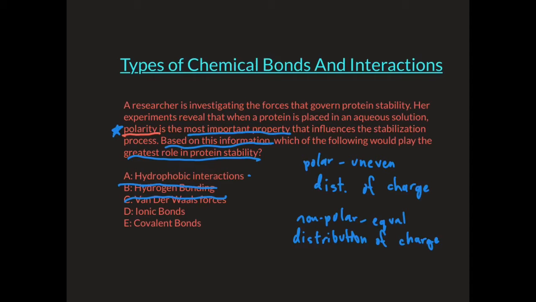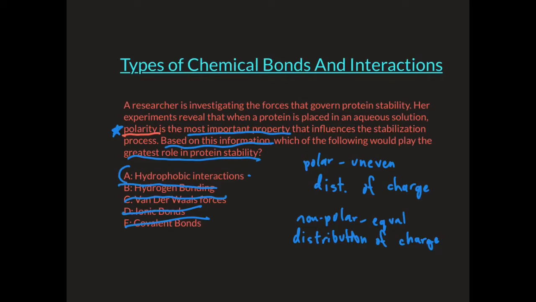If you were to place molecules with ionic bonds or covalent bonds in a polar or nonpolar solution, those bonds aren't really going to be affected very much because they are so strong, and it would take a huge amount of change in the surrounding environment in order to influence these bonds. So polarity in this case would not directly influence the structure of either ionic bonds or covalent bonds, so we can get rid of these.